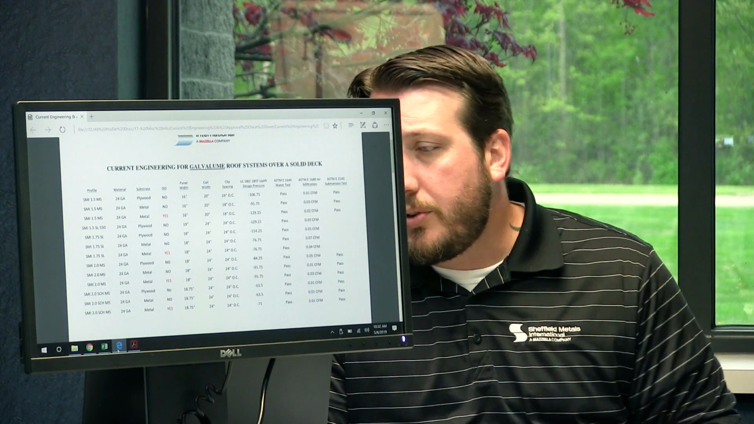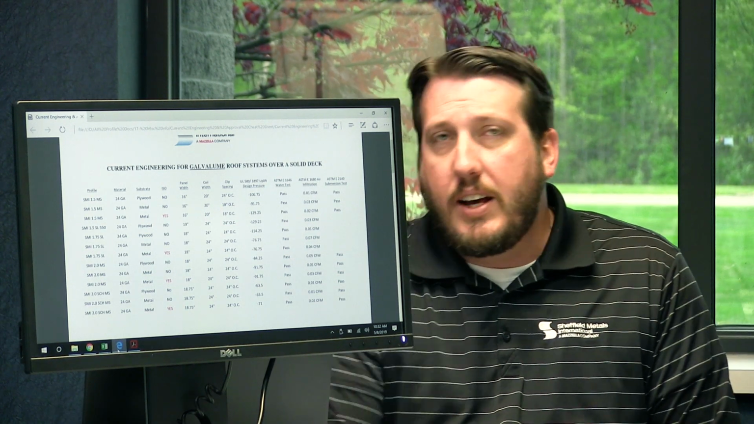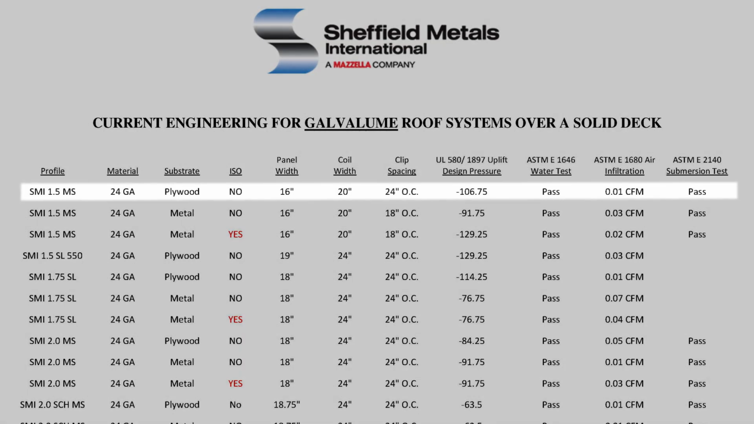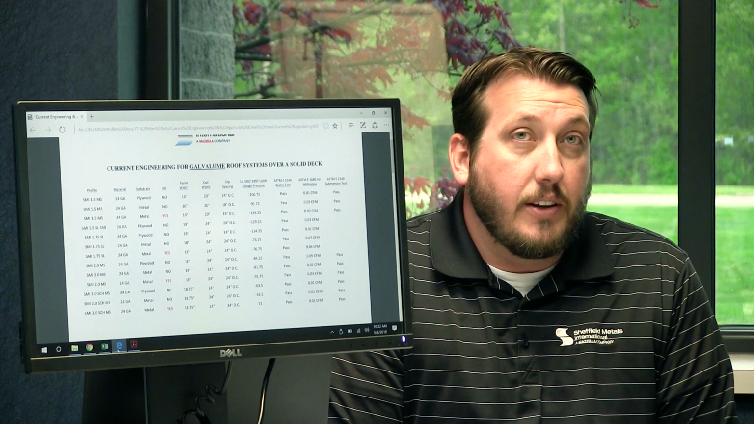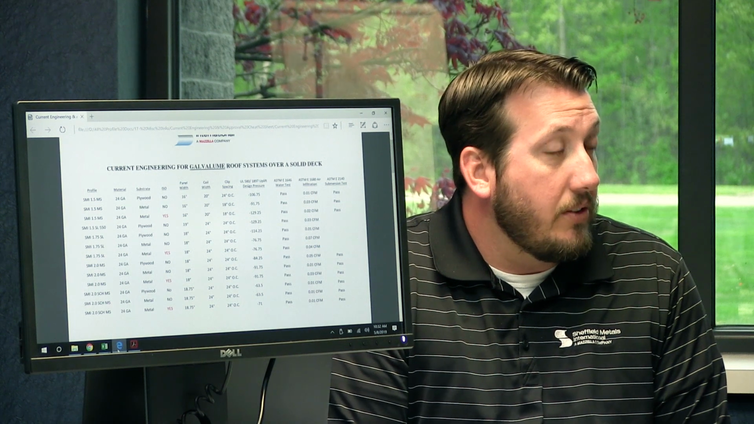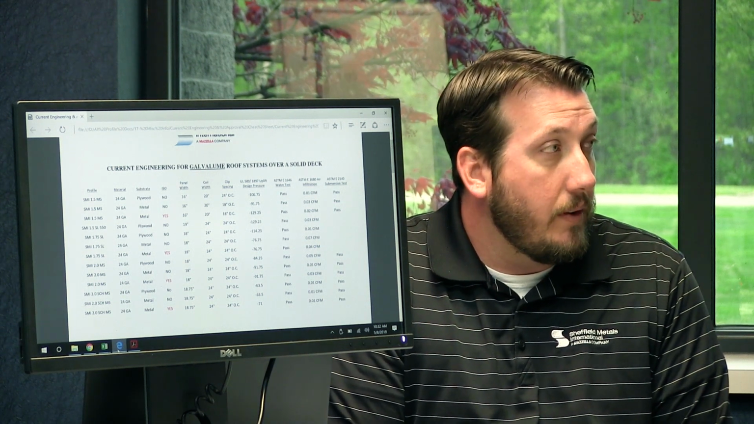Over here, we'll use, for example, the very first one, 1.5 inch mechanical over plywood. It got a design pressure of a negative 106.75. So that's the first step in determining whether or not your system's going to meet a certain wind speed: knowing the design pressure that you have to work with. The second step is determining the exposure category for the building, because these are all things you're going to need to know to use the chart on our FPC approval.